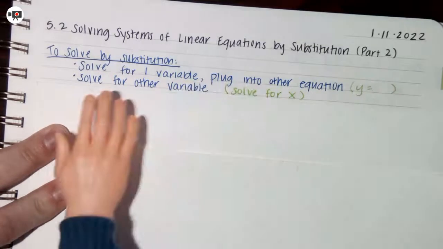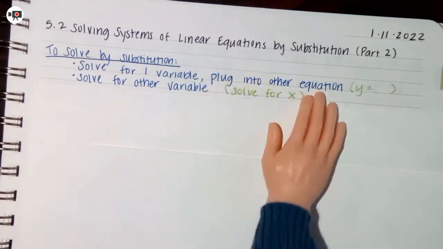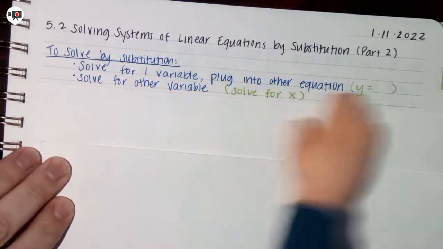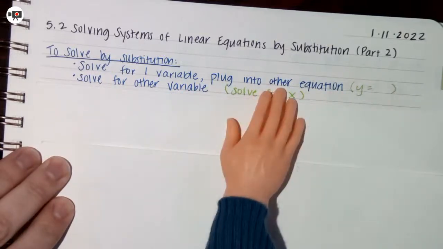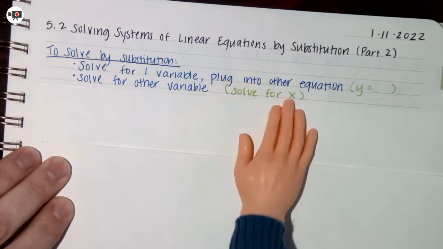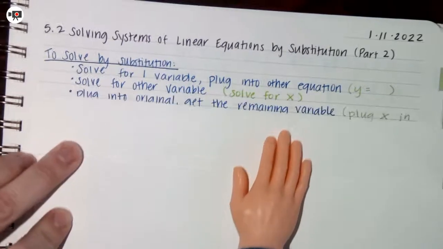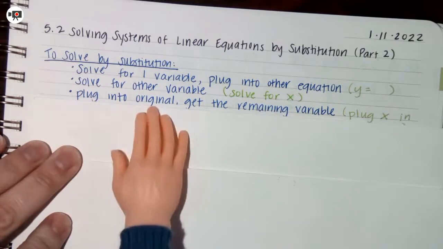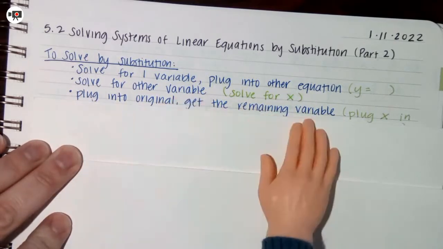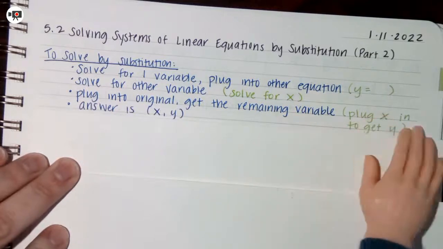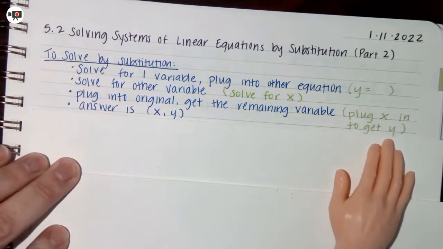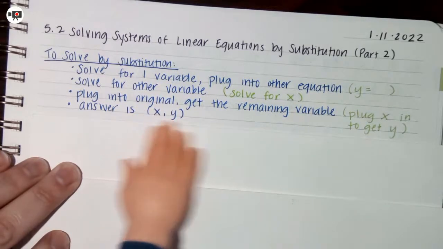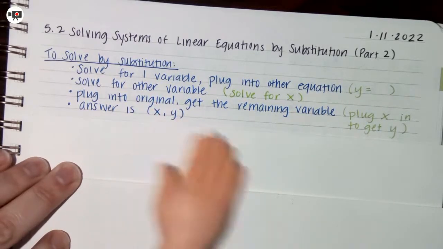Take that and plug it into the other equation. Then you're going to solve for the other variable. So you take your y equals, plug it into the other equation, then you're going to solve for x. Then you get an x equals a number, plug that into an original equation, and get the remaining. So you take x, plug it in to get y. You're going to get an x number and a y number. Those go together in an ordered pair.